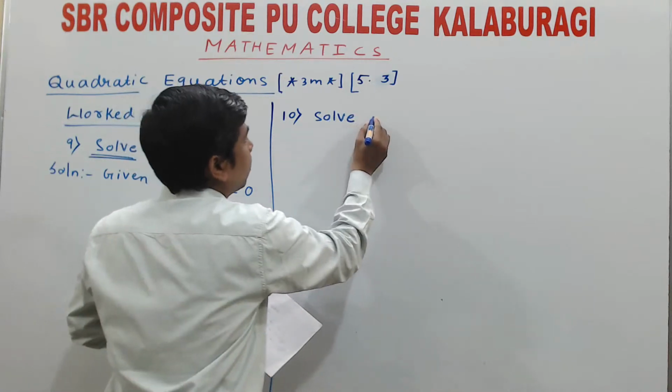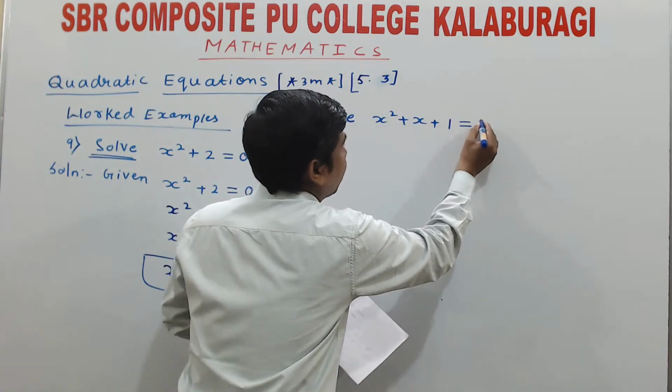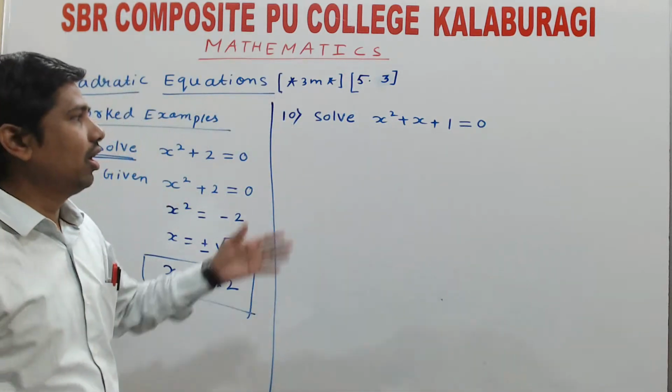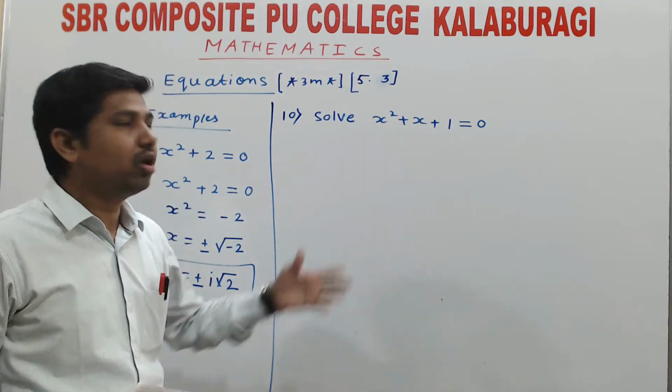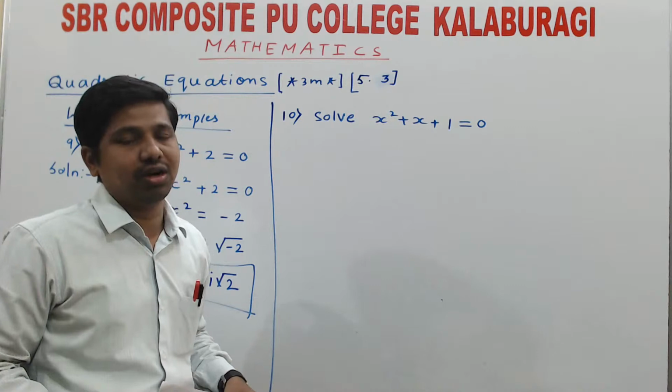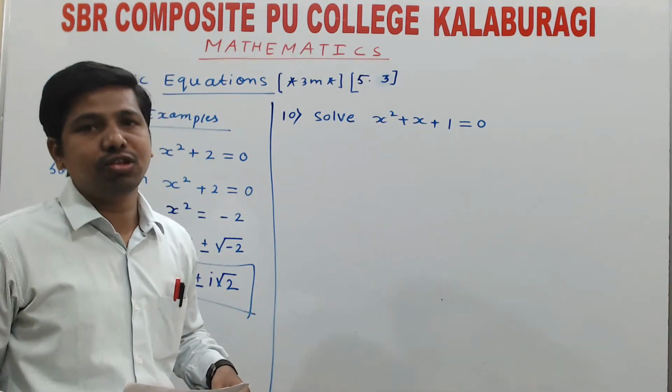Solve x square plus x plus 1 equal to 0. So this is a quadratic equation in standard form ax square plus bx plus c equal to 0. Let us solve this by using formula method. x equal to minus b plus or minus square root of b square minus 4ac by 2a.